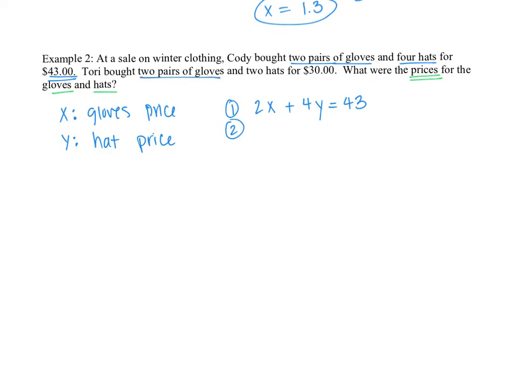We'll do this for Tori as well. Tori bought 2 gloves as well, and she bought 2 hats. So a little less shopping for Tori. So 2 times X plus 2 times Y gives you $30 that Tori spent. So we're going to go ahead and try to use elimination because, again, this is in standard form. In fact, for most story problems, you want to use elimination. It just becomes very easy to build an equation using standard form versus slope-intercept form.